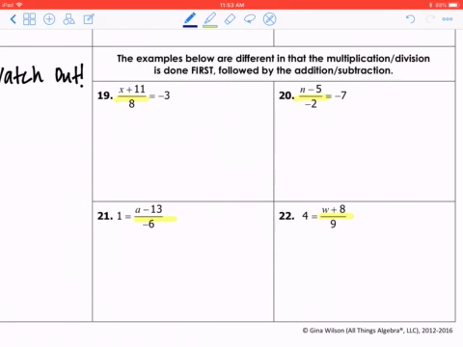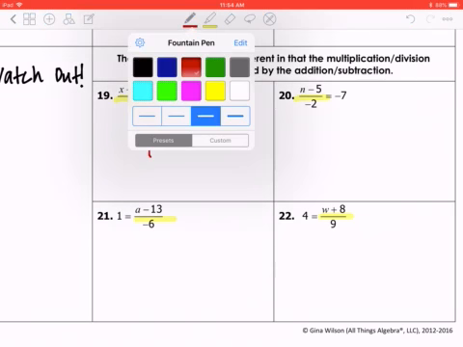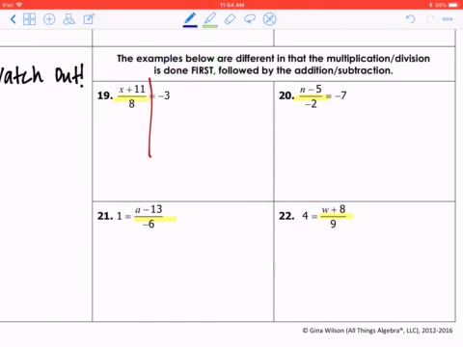So you still set up the same thing. So we're still going to divide our equation at the equal sign. But now I have to get rid of that denominator. So in order to solve this, since it was being divided by 8, I need to multiply both sides by 8. And that's going to cancel those out, so now I have x plus 11 is equal to negative 24.